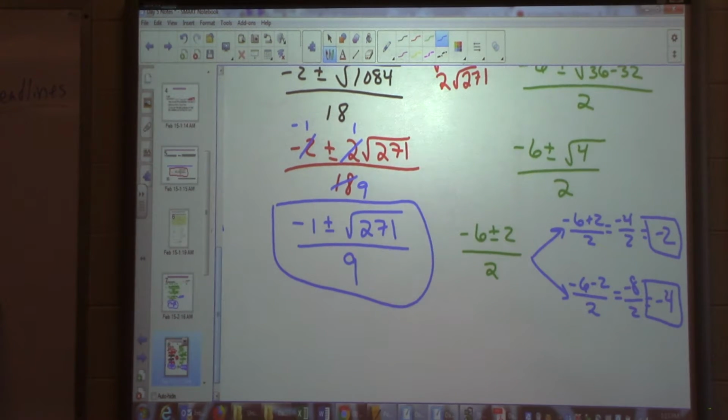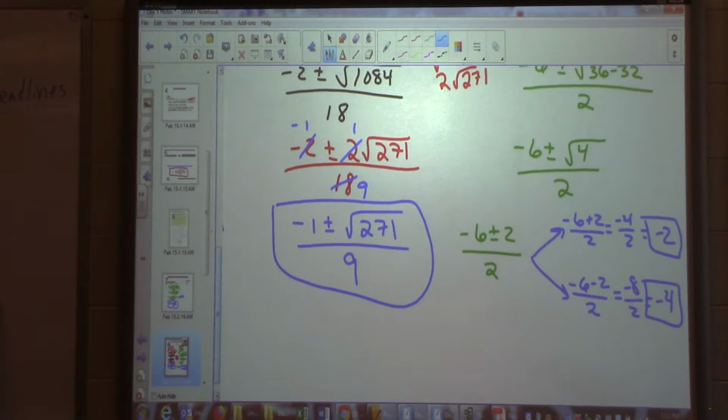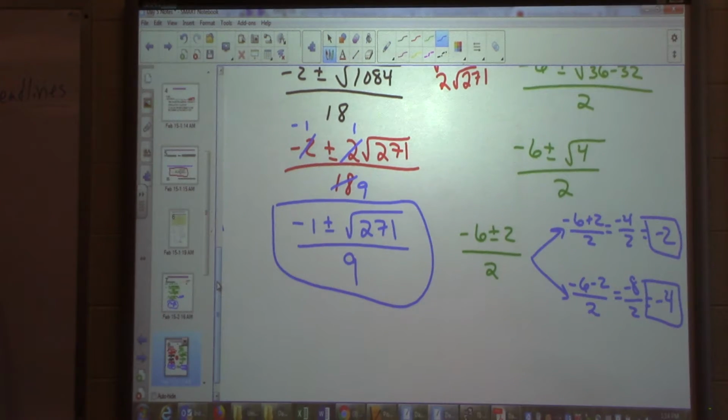Okay? So the quadratic formula works for any quadratic in standard form when it's equal to 0. Okay? Any questions? Okay. No questions at all. Alright, we got a couple more things to do.